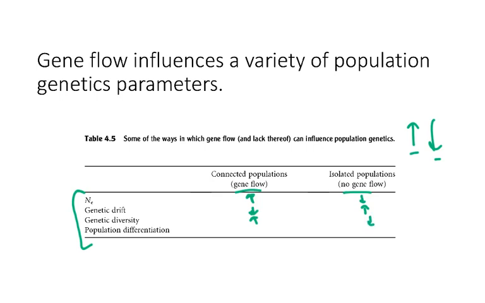And then lastly, for population differentiation, if we have connected populations with a lot of gene flow, those two populations are going to tend to become more similar to each other. So our population differentiation is going to be low. If we have isolated populations with no gene flow, that differentiation is going to be high. So this is a nice summary of thinking about those two different competing scenarios and how each might have an effect on drift, effective population size, etc.